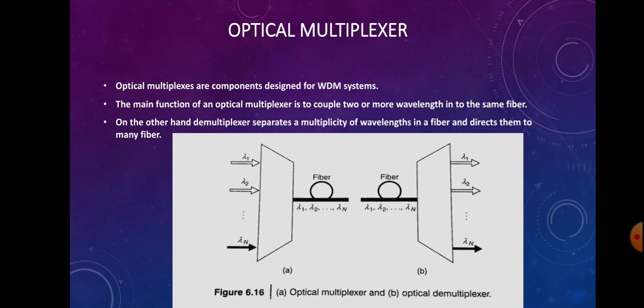First of all, let us see what is an optical multiplexer. An optical multiplexer is designed for use in WDM systems, that is wavelength division multiplexing systems, and its main function is to couple two or more wavelengths into the same fiber. Similarly, a demultiplexer is used to separate the different wavelengths in a single fiber into different parts of the fiber.